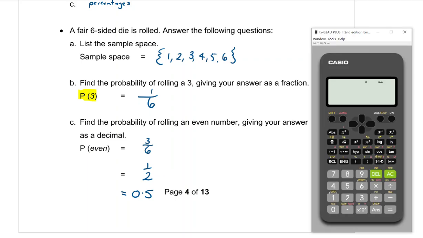If you have a harder fraction, remember that you are allowed to use your calculator. And all you need to do to turn a fraction into a decimal is type it in. You press your equals button, and then you press the SD button. It will turn anything into a decimal for you. Okay, obviously that one was an easy one.